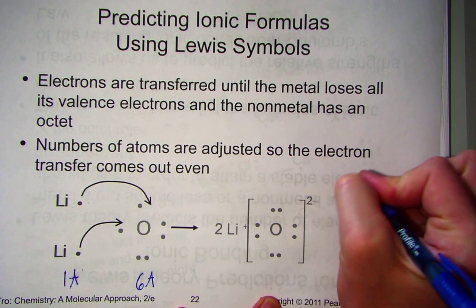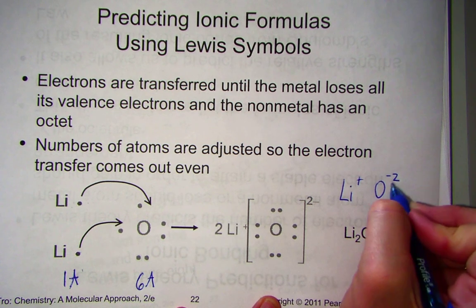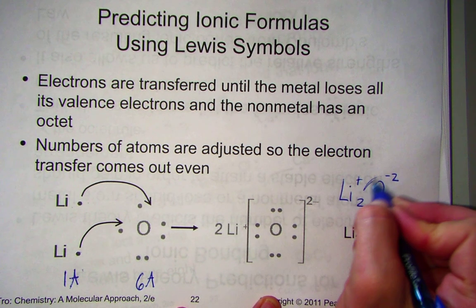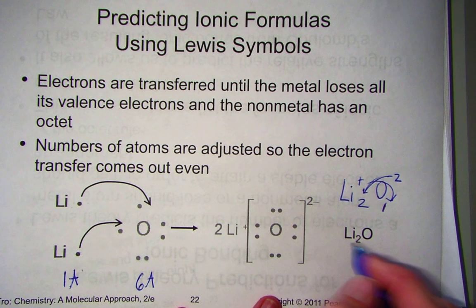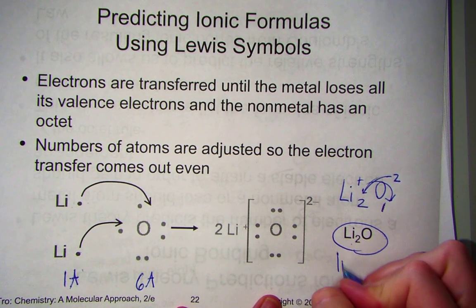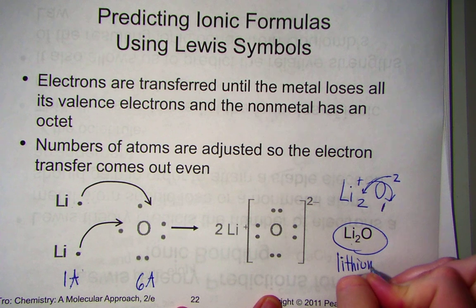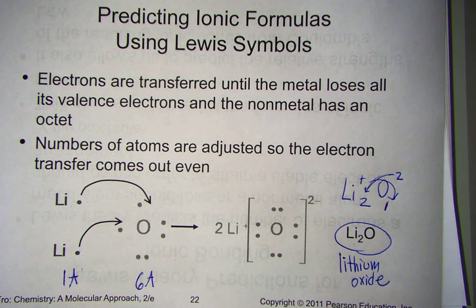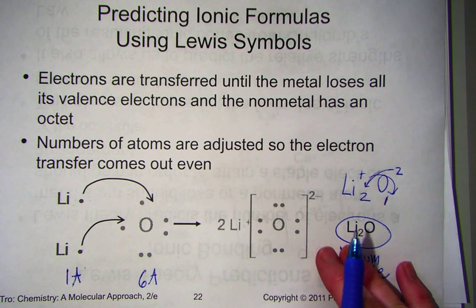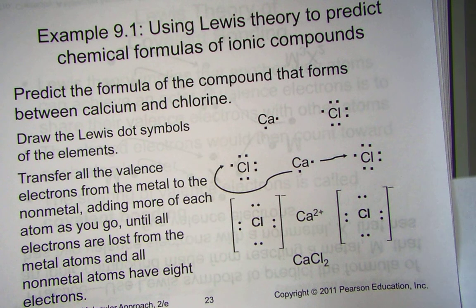We talked about the crisscross method. I can clearly see why it takes 2 lithiums to satisfy the 1 oxygen. Li2O is the formula of this ionic compound. It would be called lithium oxide, a binary ionic compound. Very easy to use the periodic table when predicting the formulas.